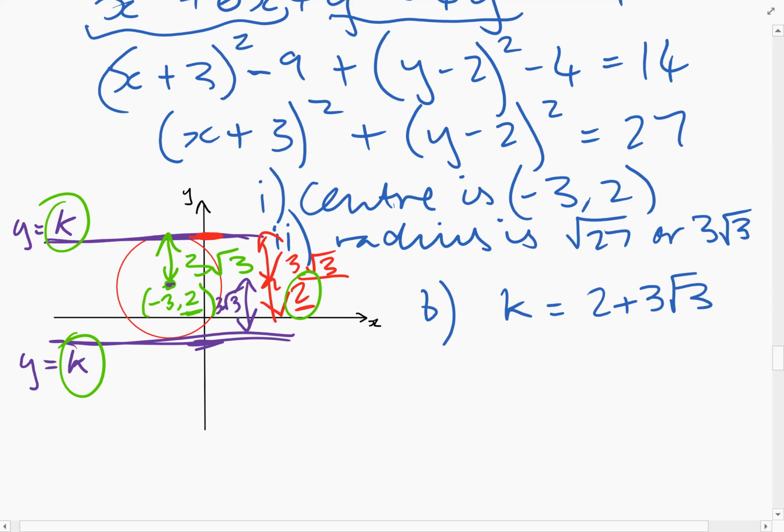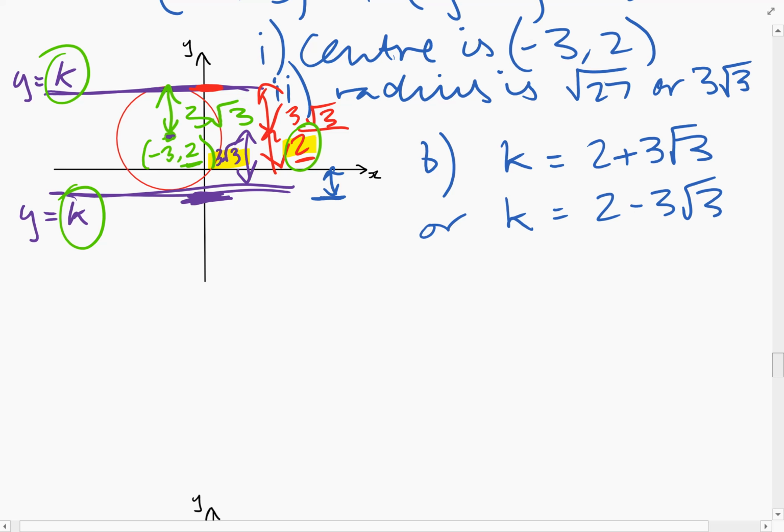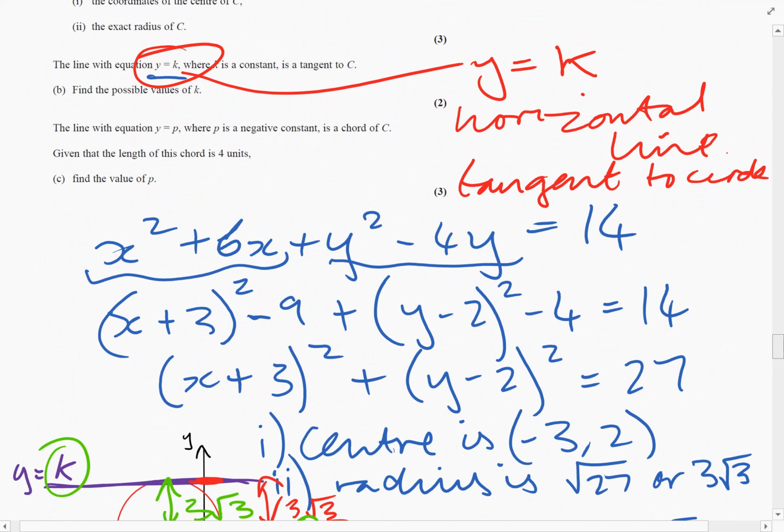So if you want this k value down here, the value of that k is going to be 2 minus this. Okay, so the other value of k is 2 minus 3 root 3, because we just want the value of k, we want the y-intercept down here. Alright, I should have drawn that circle a bit bigger really, but hopefully you get the idea from that. What's the last bit?